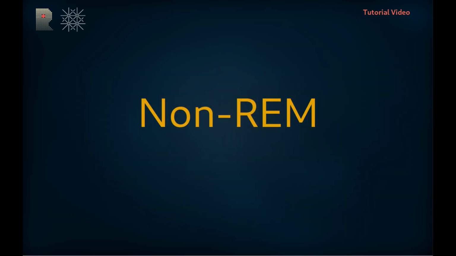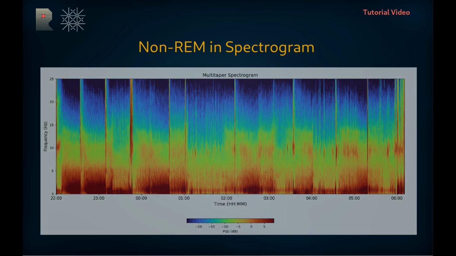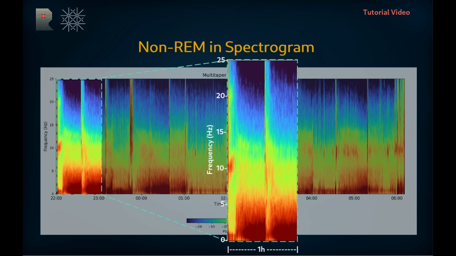Non-REM phase. Here is another example of a full night spectrogram. Let's zoom in to observe the non-REM phase in detail. In this segment, we observe both wakefulness and non-REM phase. Rather than discrete changes in non-REM, we observe a continuum of change. In non-REM, there is a strong growth of delta power.